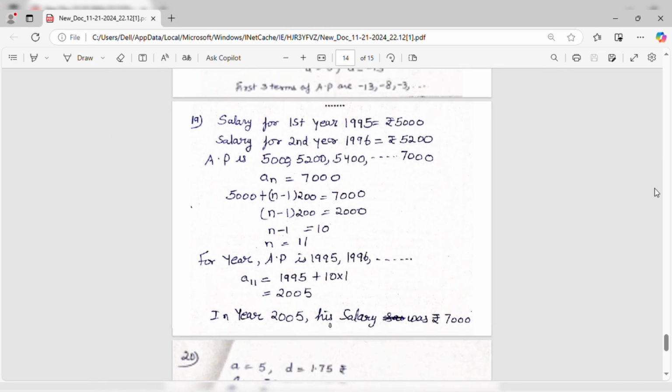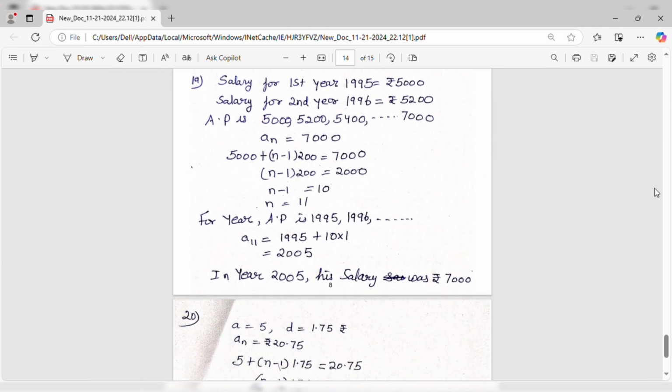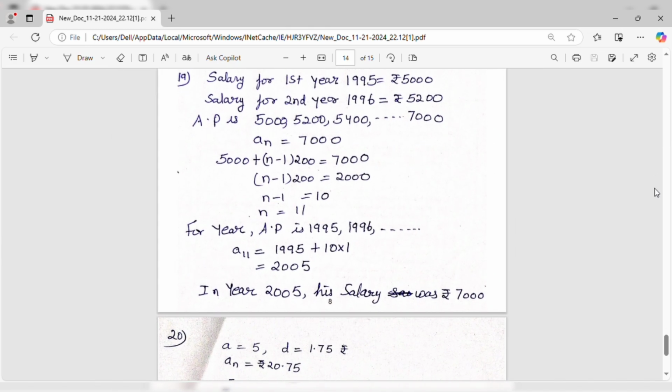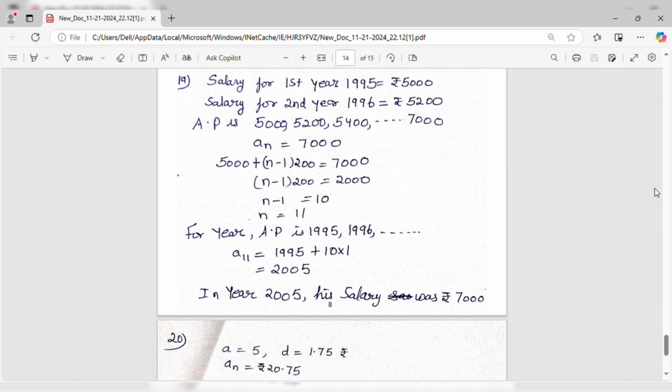19th question is, Shubha Rao started work in 1995 at an annual salary of rupees 5,000 and received an increment of rupees 200 each year. In which year did his income become 7,000?